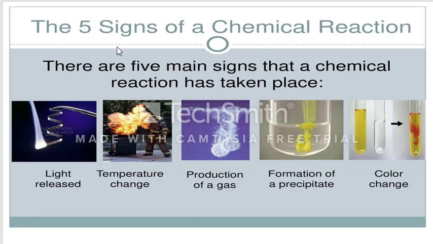What do we mean by sign? It's an evidence that the reaction has happened. Look at the first two. They could be combined together. Light released, temperature change. So these two are technically energy exchange. This one, production of a gas, we'll talk about it in a bit, formation of a precipitate, and color change. We will discuss these in details in the upcoming slides.